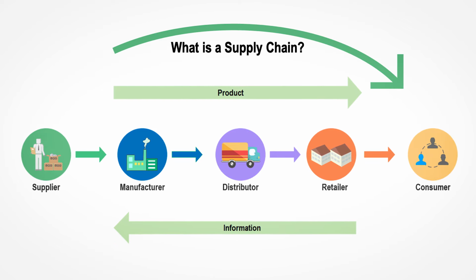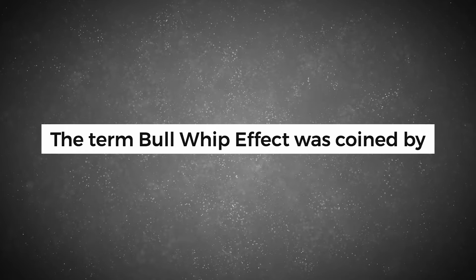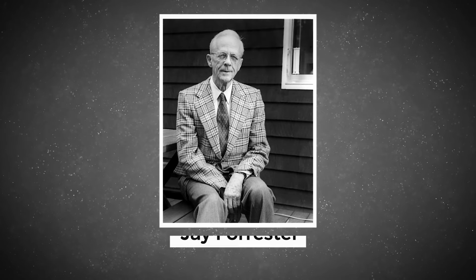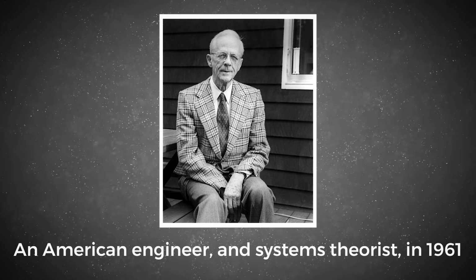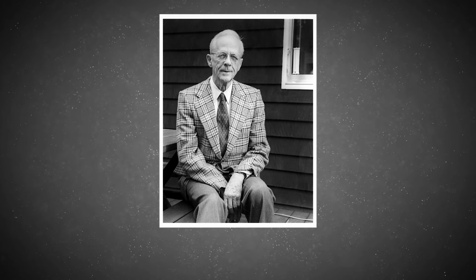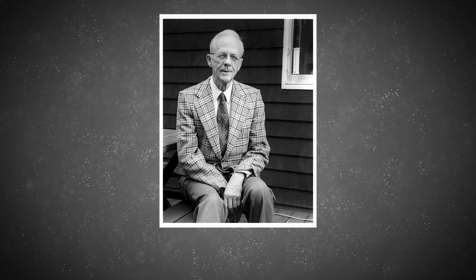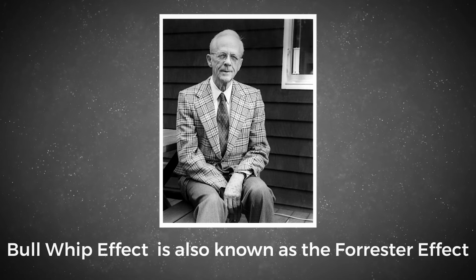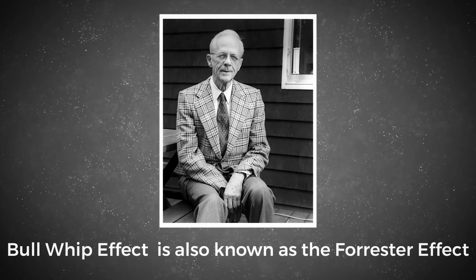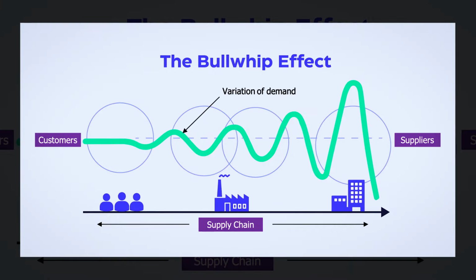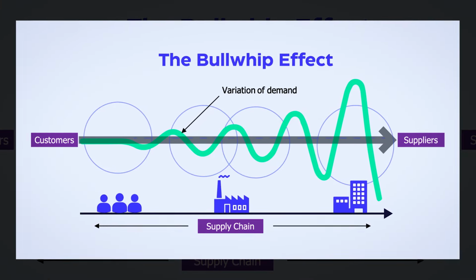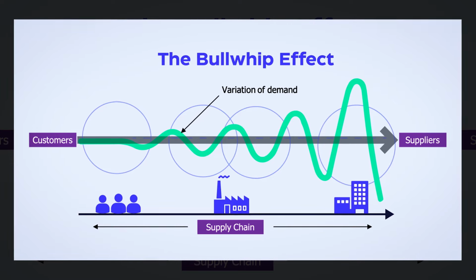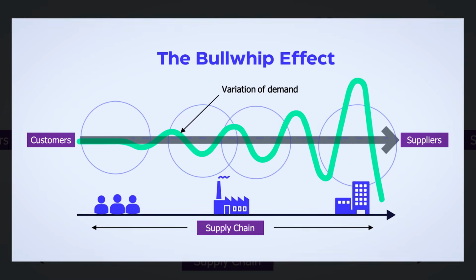The term bullwhip effect was coined by J. Forrester, an American engineer and systems theorist, in 1961, and for this reason, the bullwhip effect is sometimes also called the Forrester effect. Now, the bullwhip effect is characterized by an amplification of the fluctuations in the demand that propagates up the supply chain.